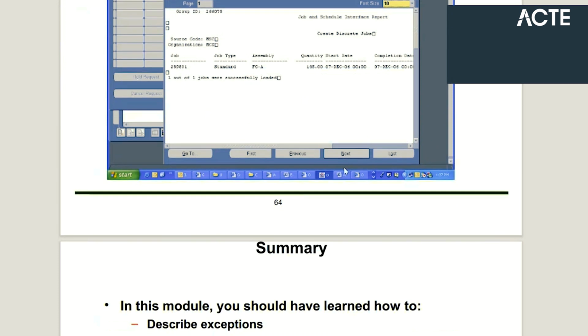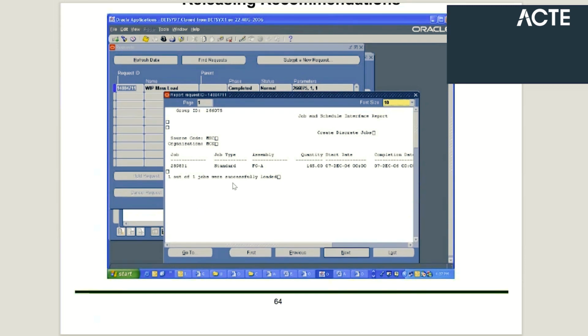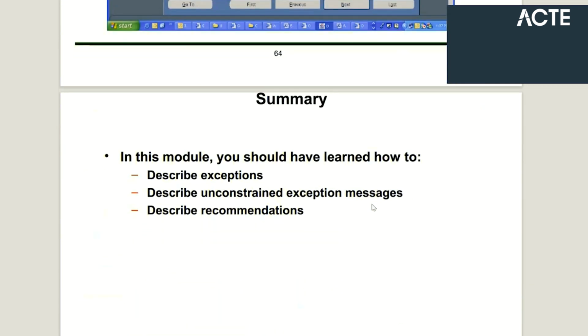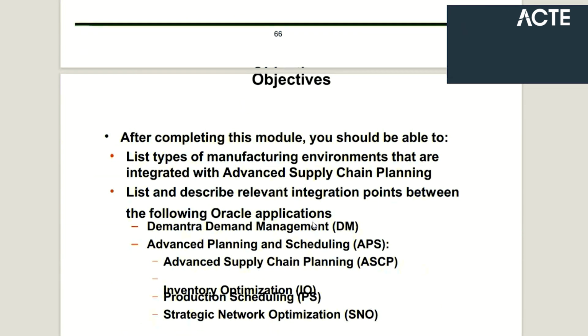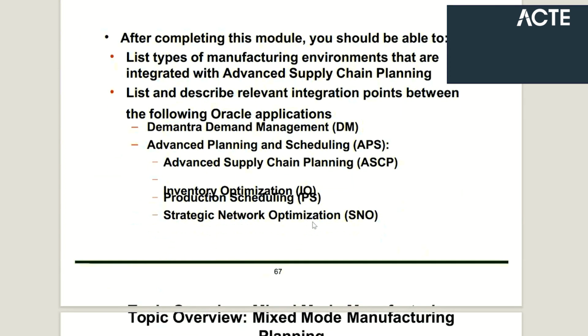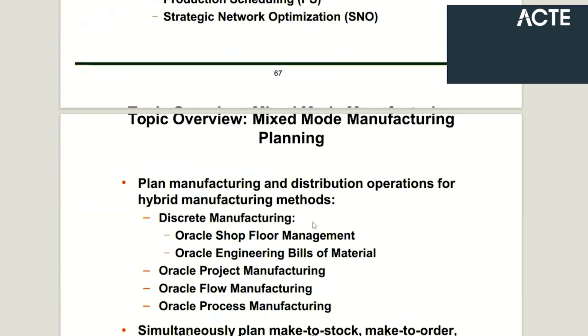Now, there are releasing recommendations also. You have to decide what to print. When you have done all this, you can say, this is the report ID, please print it, and then you can get this. Then describe exceptions, describe unconstrained exception messages, describe recommendations. All these things you can deliver and you get the corresponding output. Inventory optimization, production scheduling, strategic network optimization, all those things are there.